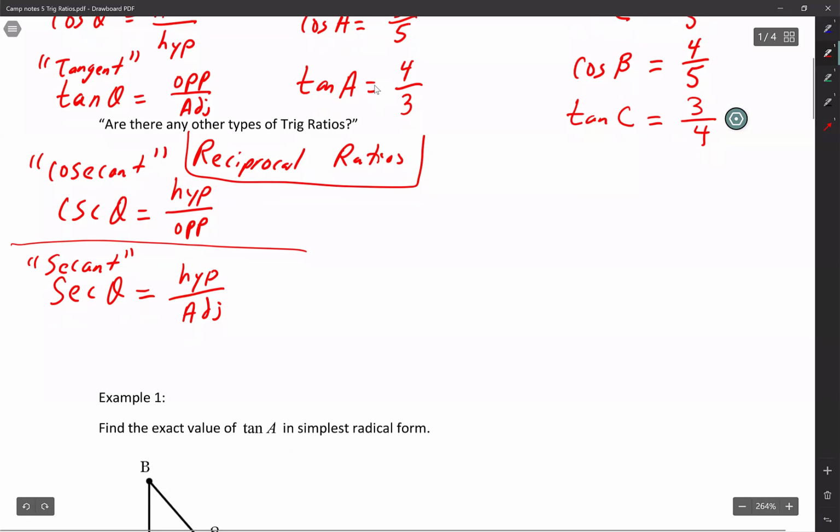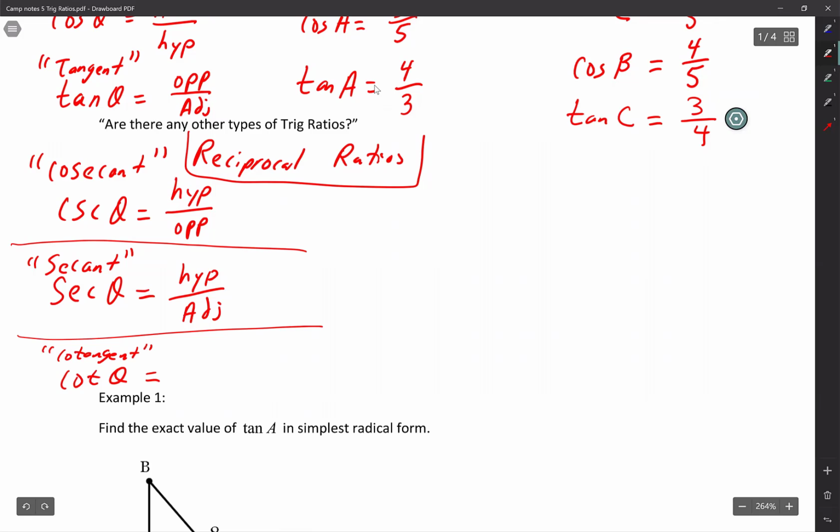All right, the next one is called cotangent. So C-O-T, and you spell it out, cotangent. That's how you pronounce it. And it's a reciprocal of tangent, so it's adjacent over opposite. And that's it, guys. That really is it.